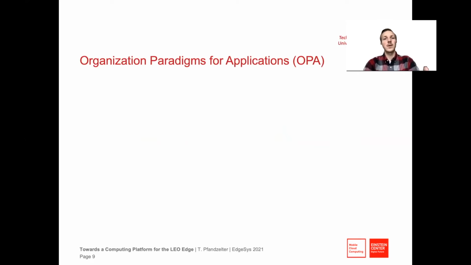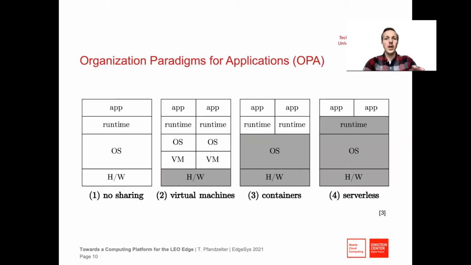We consider different organization paradigms for applications, so OPAs, that have evolved in the past 2 years in the fields of cloud and edge computing. The general stack is the same across all paradigms. You have your hardware at the bottom, then you have operating system, your runtime, and applications. But over time, more and more layers became shared across different applications. So virtual machines, for example, share common hardware, but each have their own operating systems. Containers share an operating system, but each provide their own runtime. And serverless functions even share their runtime.